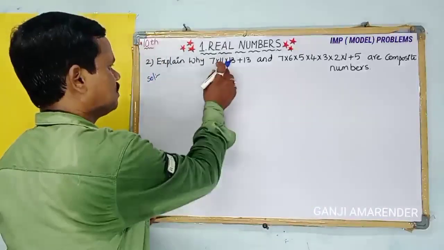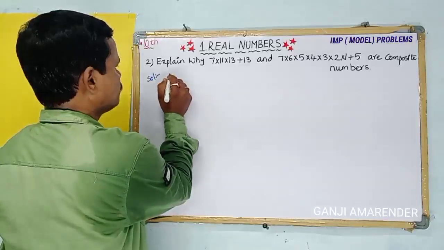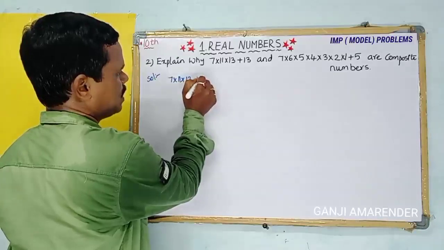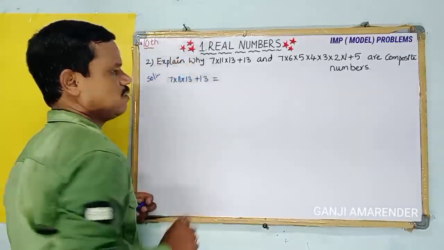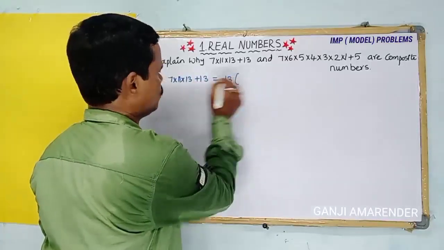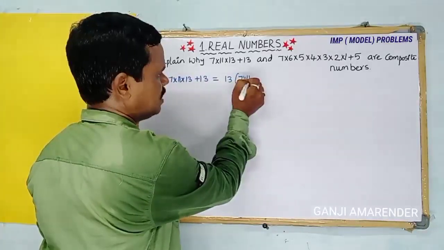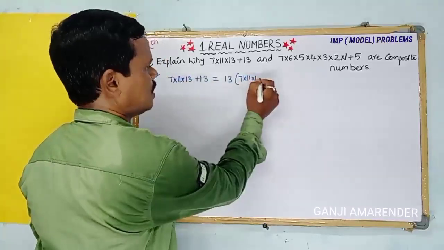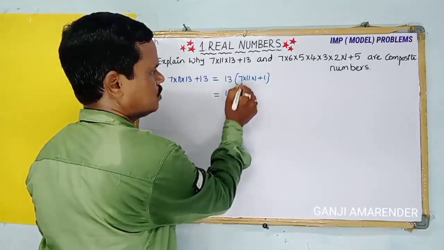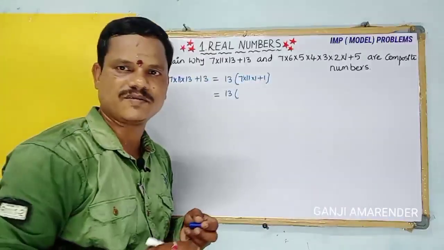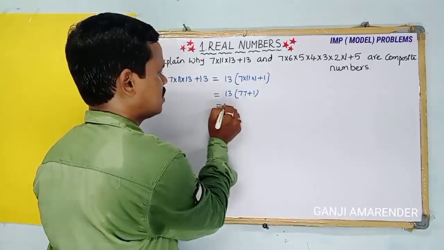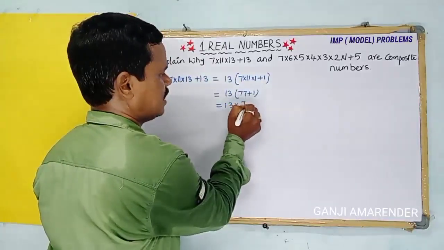Now first take this number 7 into 11 into 13 plus 13. Okay, now take 13 as common. 13 into 7 into 11 into 1 plus 1. So 7 into 11 is 77, plus 1, that is 13 into 78.